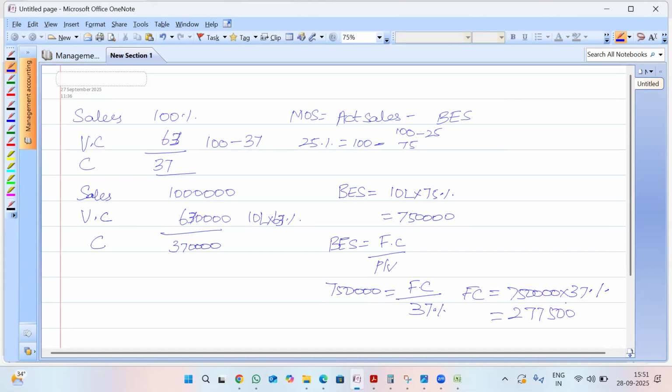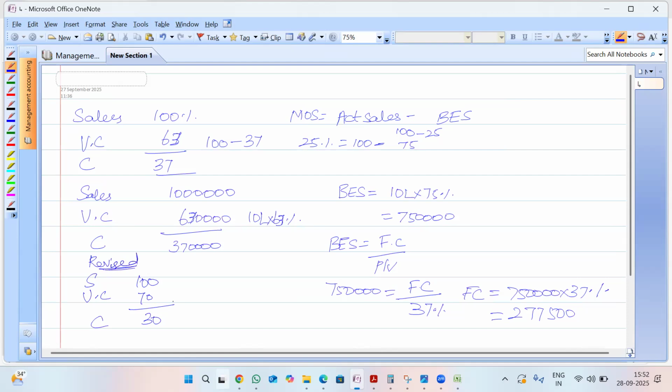So everything I have calculated based on existing level. So now let's move on to the new level. My revised contribution to sales is 30 percentage. That means my sales will be 100 percentage. I don't know the revised amount. So my variable cost and contribution: the contribution is 30 percentage, so my variable cost is 70 percentage. So this is revised, right?